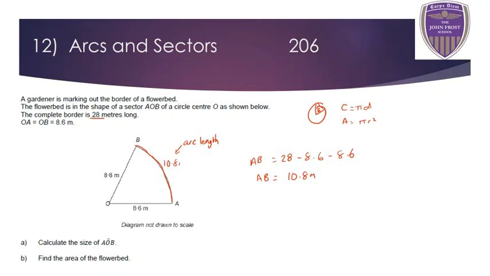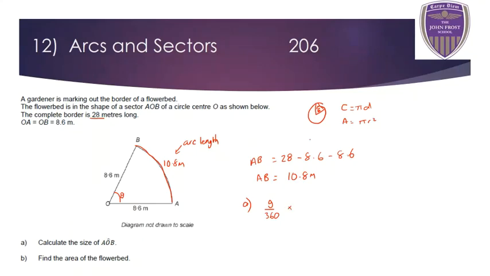So I can now add that to my diagram, 10.8 meters. And now I can calculate the size of AOB, which is this angle here, which I am going to call theta. Okay, so that's what the question is asking me to do for part A. Okay, so I know that it's going to be the angle divided by 360 degrees. That's what fraction of the full circle this sector is. And I'm going to multiply it.